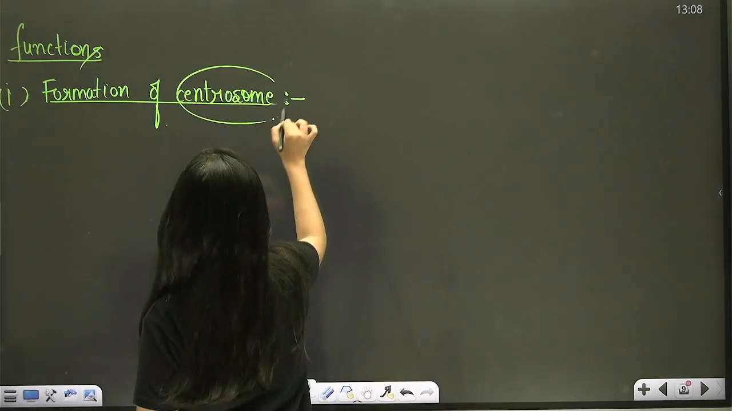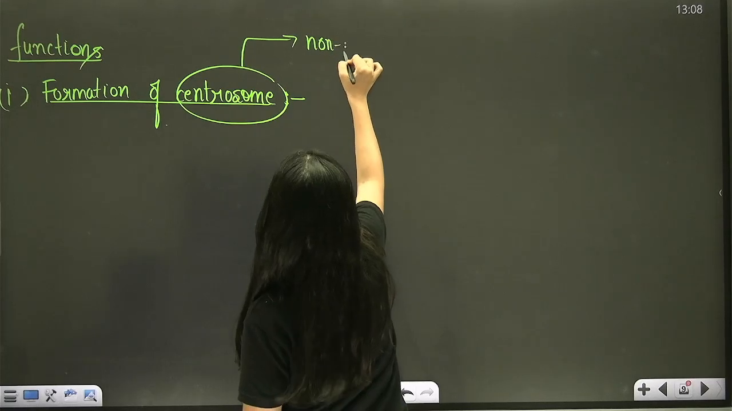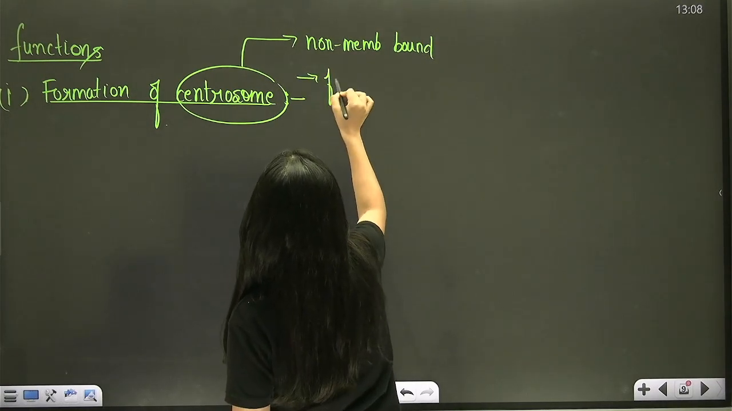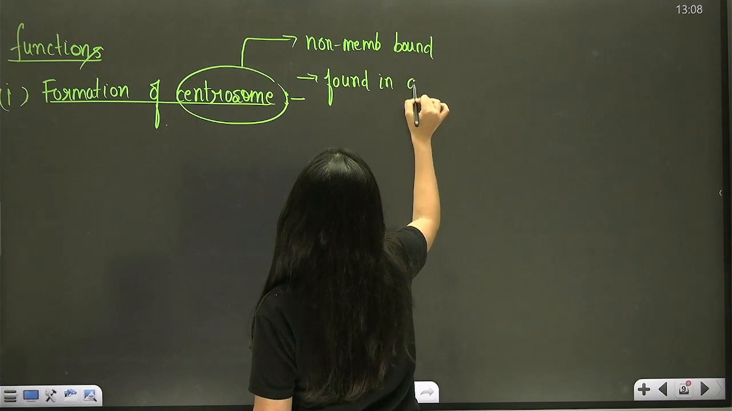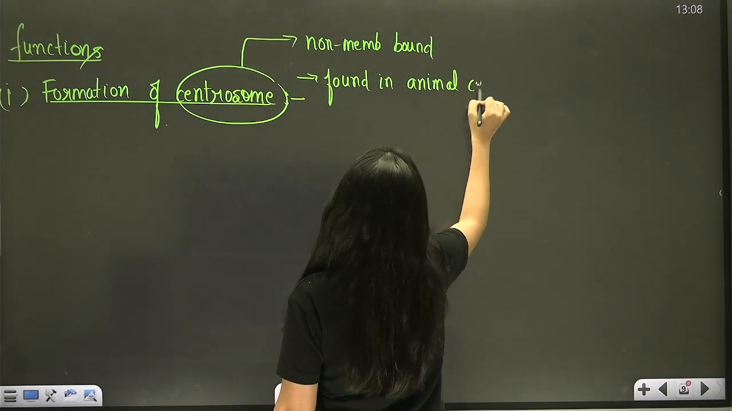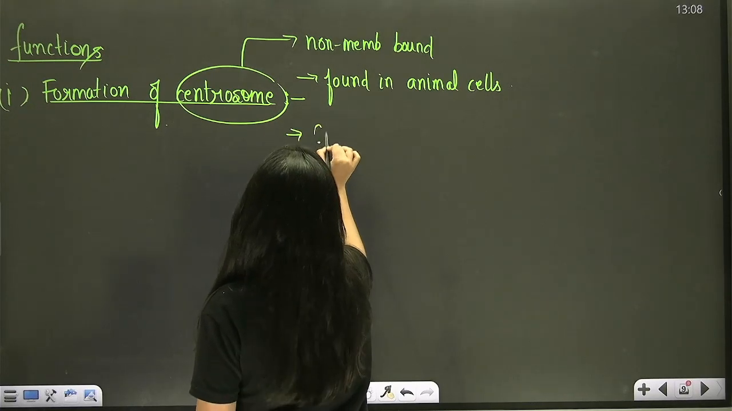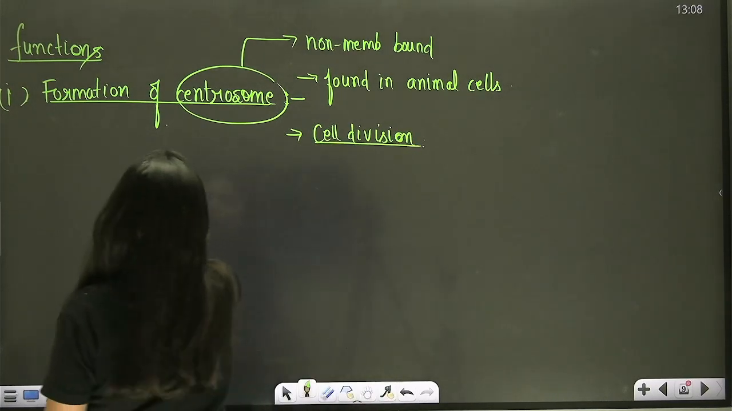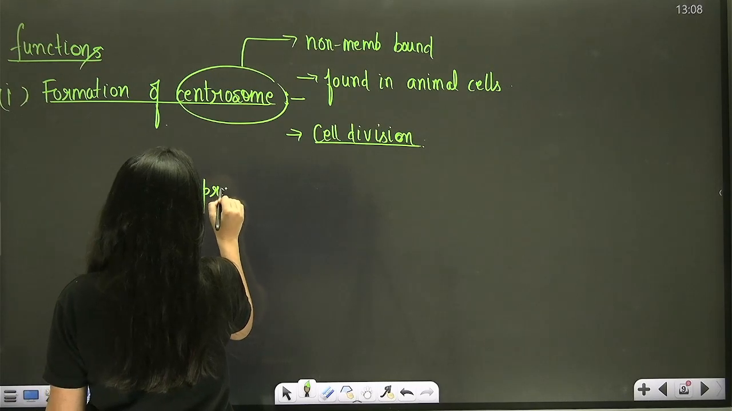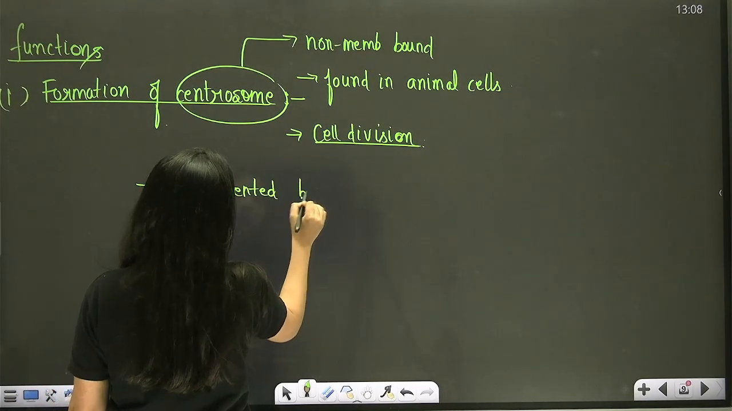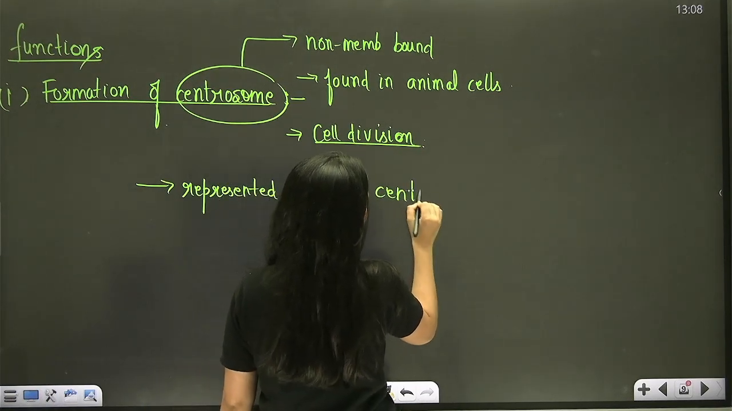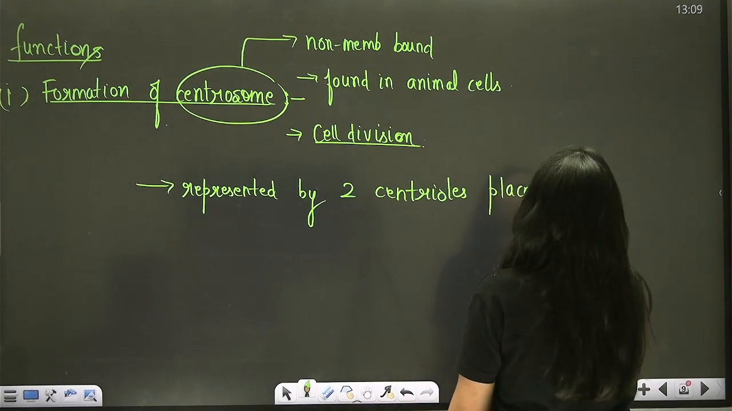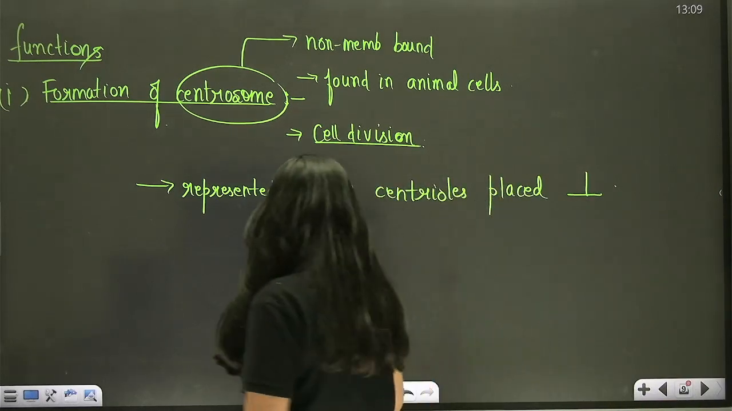So, what you're going to write for centrosome? Yes, these are first of all non-membrane bound. Second, beta, uniquely found in animal cells. Third, helps in cell division. Fourth point, they are represented by two centrioles placed perpendicularly. Correct? And now see how they look.